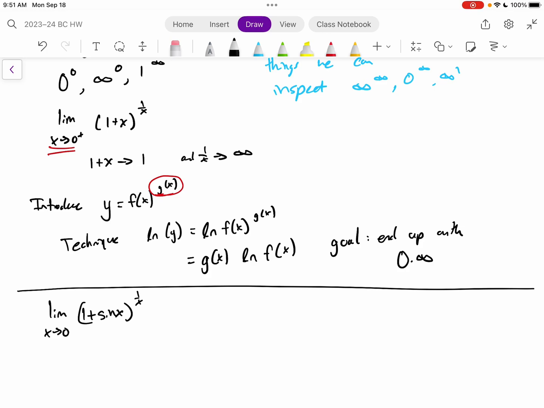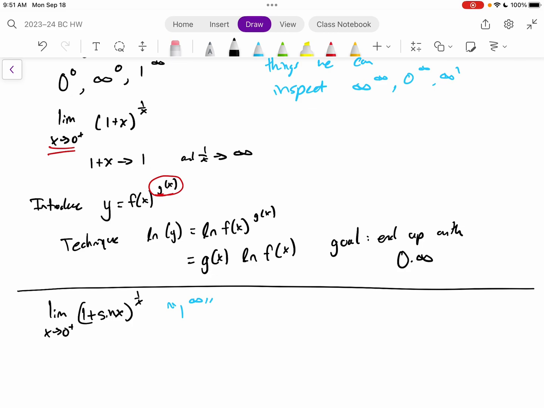If we just inspect this right now, 1 plus sine x: sine of 0 is 0, so we're going to get 1. And then that 1 over x is going to be positive infinity. So we have 1 to the infinity right now. This guy's really 1 to the infinity, and so we have that indeterminate form.